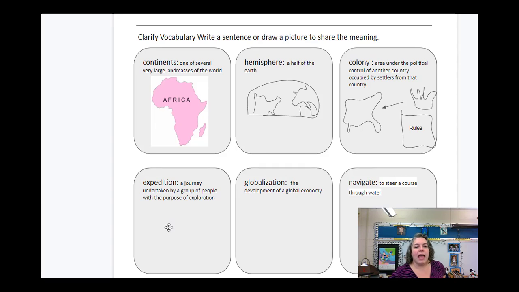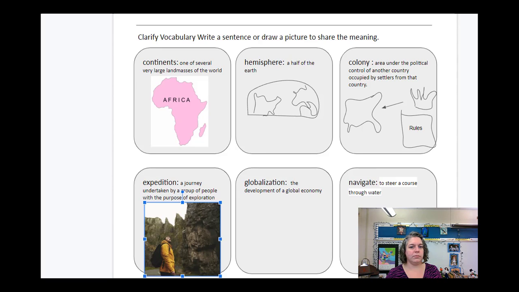Expedition: a journey undertaken by a group of people with the purpose of exploration. Pardon the interruption. Since I got interrupted anyway, I went and found a good picture for exploration. There, he's taking a journey. His group of people is over here, you can't see them. And they're going to explore, they're going to discover something.